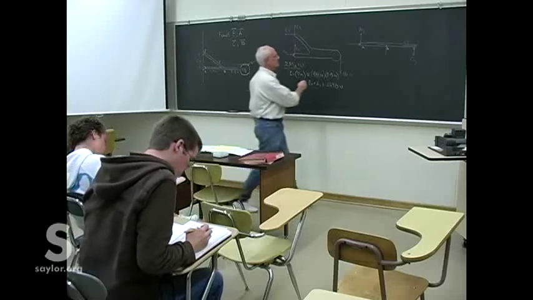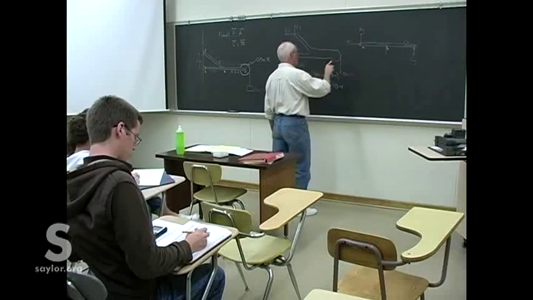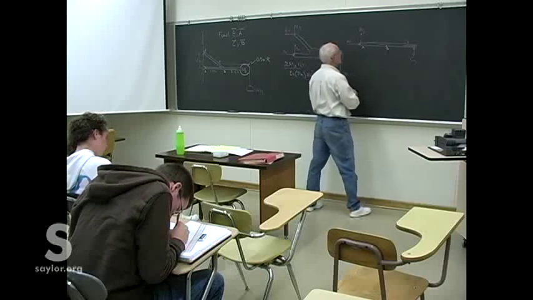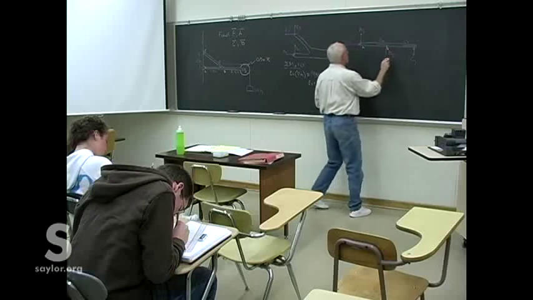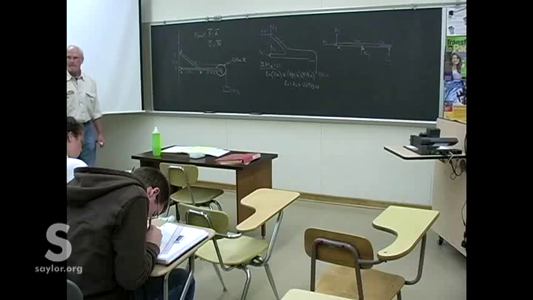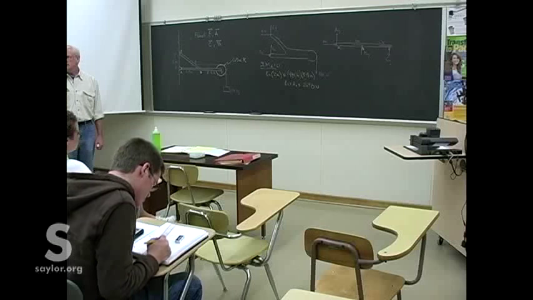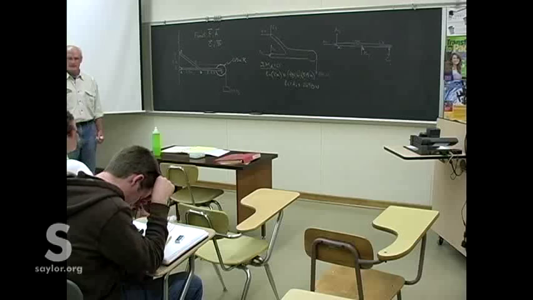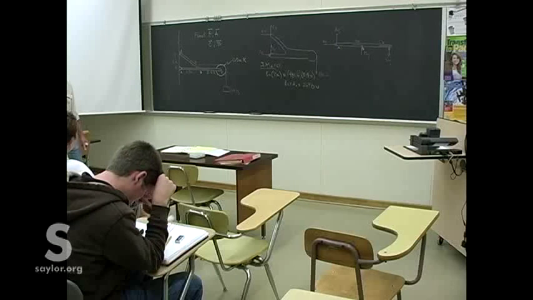How many unknowns? Let's see. AY, we already know. AX, we know. So, we already know that one. BX, BY. We've got 5 unknowns. What do we do? Vote again? Because everybody knows physics is democracy.